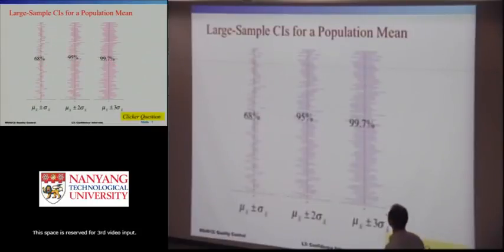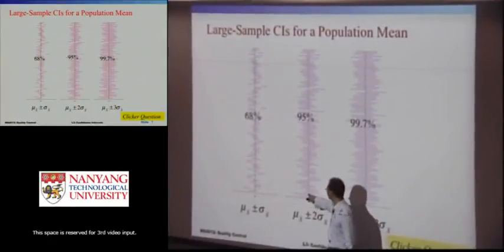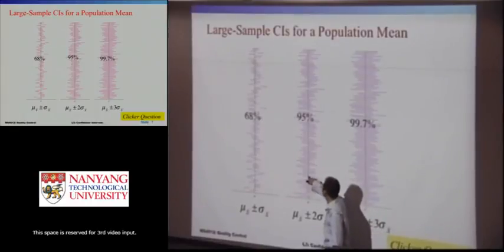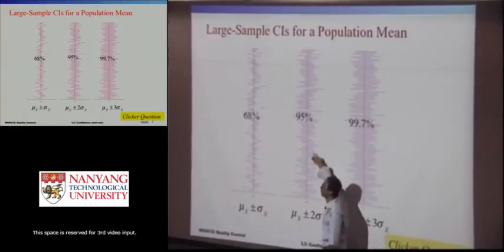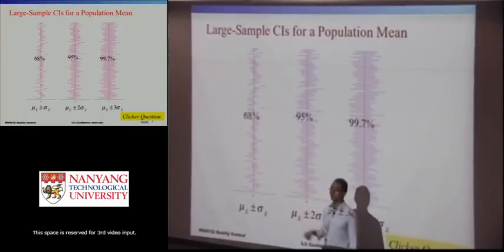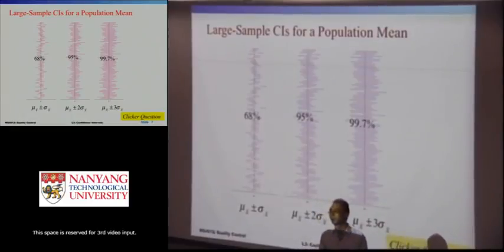So we repeat this procedure, and you can see this one didn't cover the true mean. This one did. This one didn't, this one did. So in the long run, we found that 95% of these will cover the true mean. The true mean is the population mean, right?